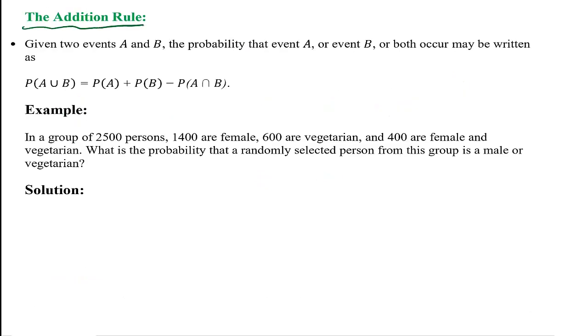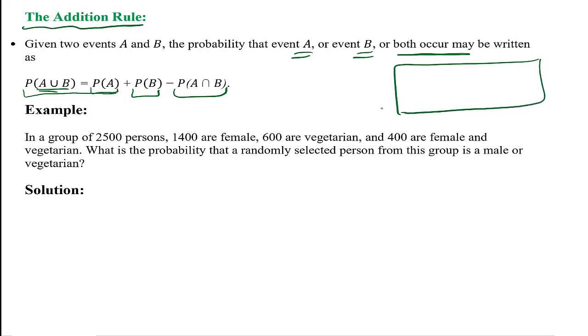The addition rule. Given two events A and B, the probability that event A or B or both occur may be written as probability of A union B equals probability of A plus probability of B minus the intersection. The union of two events can be represented in the following diagram. Let's say this is the sample space omega, this is A and this is B. Now A union B means the set of all elements in A and the set of all elements in B without repetitions. That means this is the union of A and B.